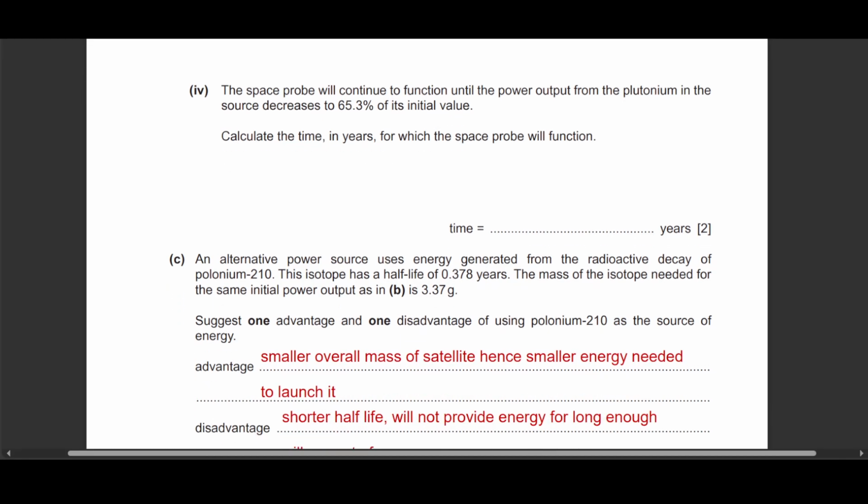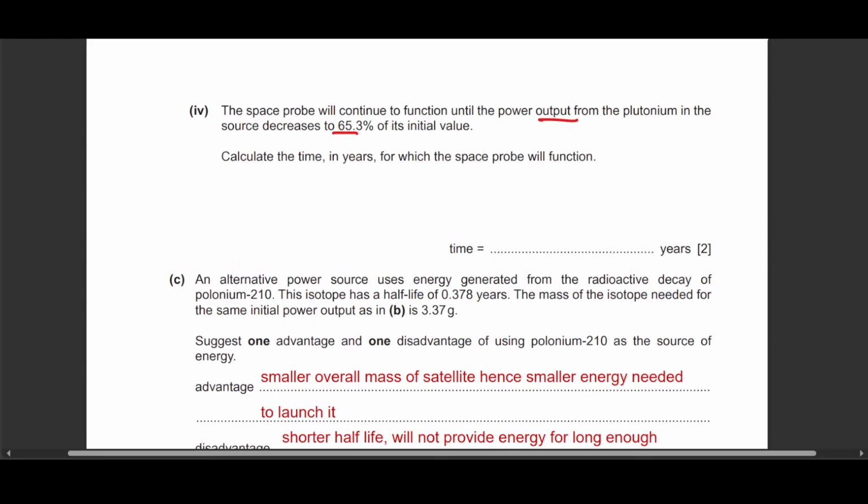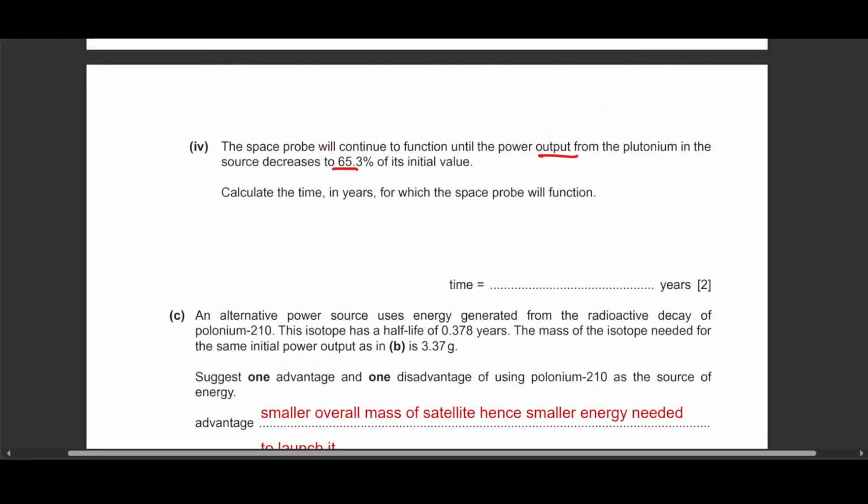So the space probe will continue to function until the power output of the plutonium decreases to 65% of the initial value. Calculate how long it can operate at its capacity. So for the output of plutonium, we have a decay equation related to this, which is x equals x naught e raised to the power minus lambda t, right? This x could be activity, number of atoms, or radiation.